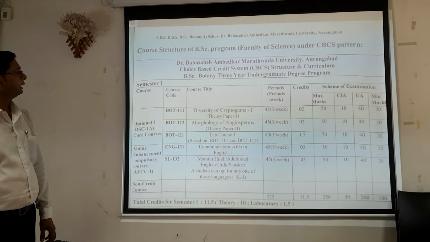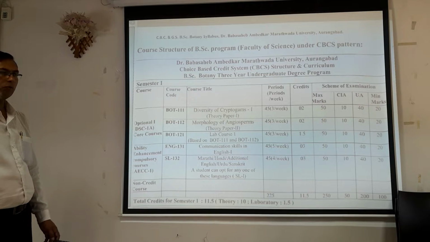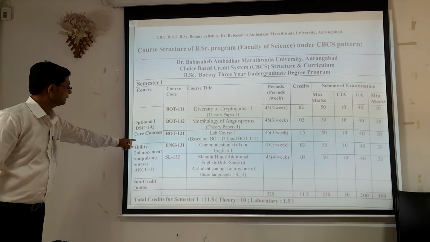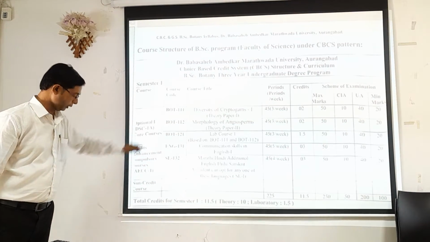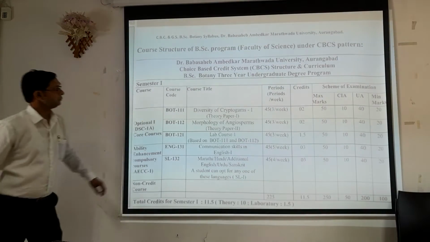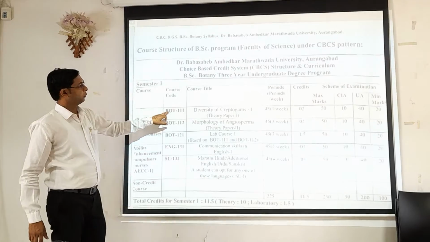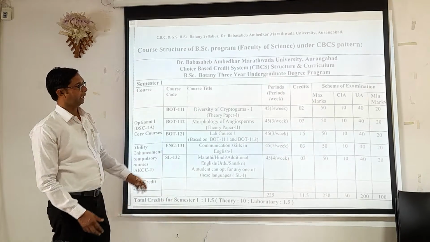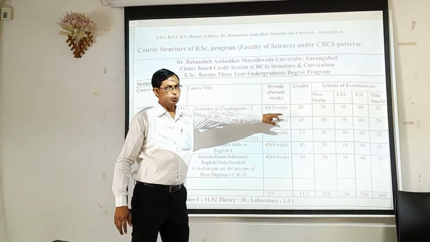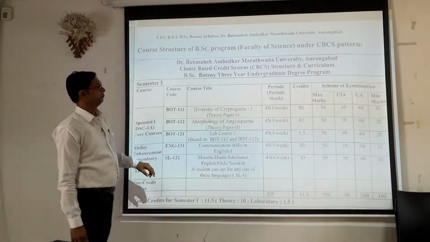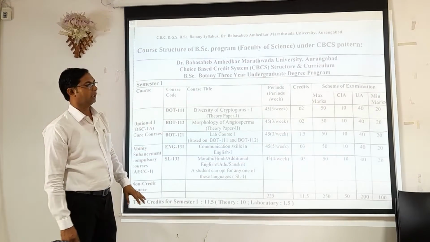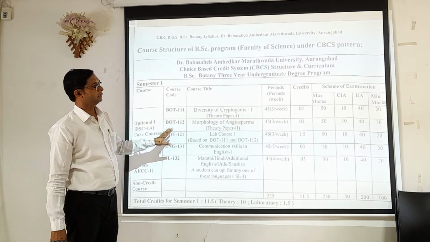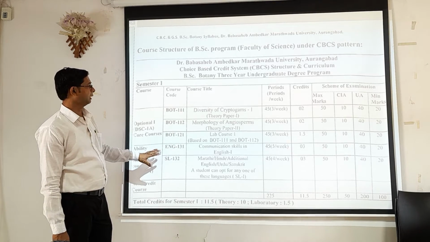So here you can see that there is semester number 1. This semester 1 has different parts. For example, here the botany course code is given, Botany 3, diversity of cryptogams 1. It has 2 credits, and it has minimum marks of 20 and maximum marks of 50.